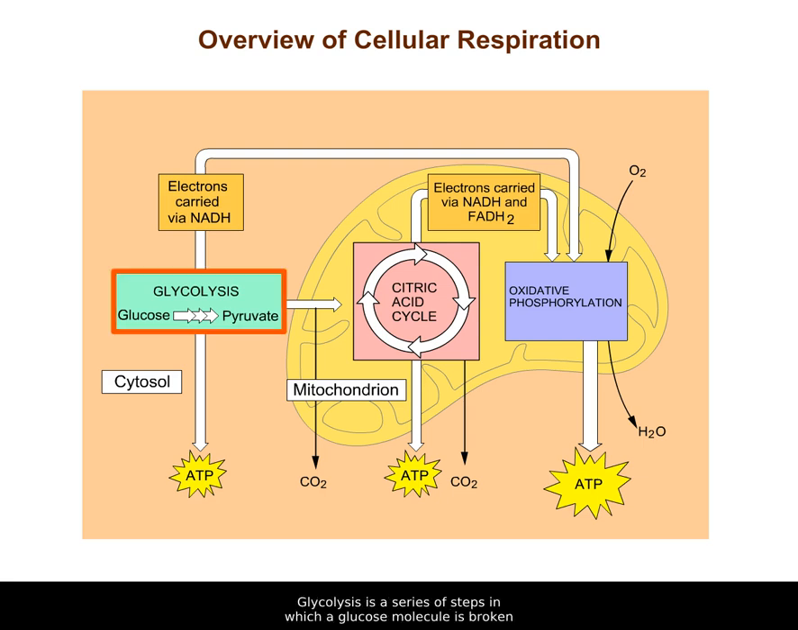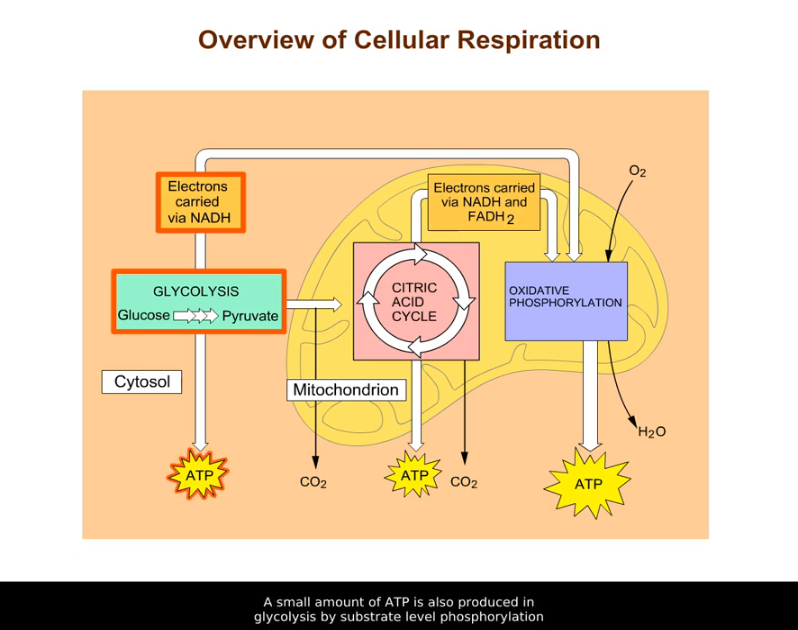Glycolysis is a series of steps in which a glucose molecule is broken down into two molecules of pyruvate. As the chemical bonds in glucose are broken, electrons and hydrogen ions are picked up by NAD+, forming NADH. Glucose is oxidized and NAD+ is reduced.